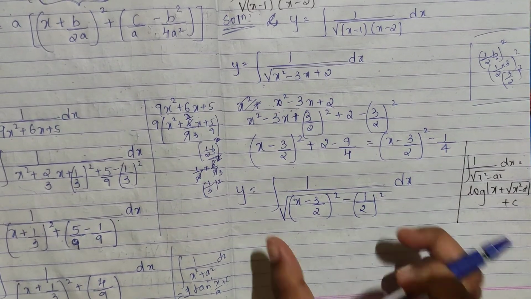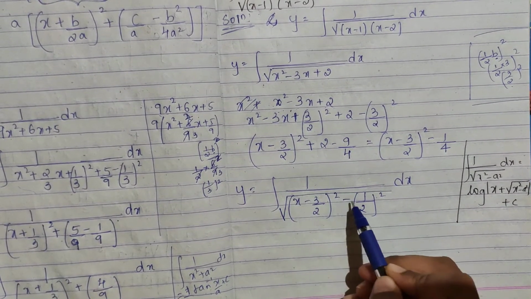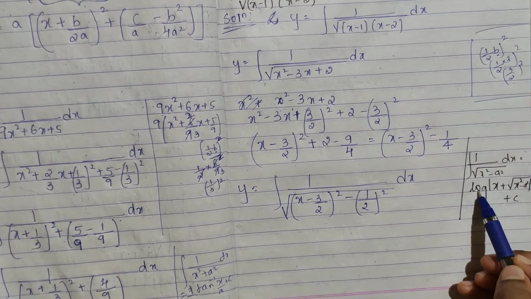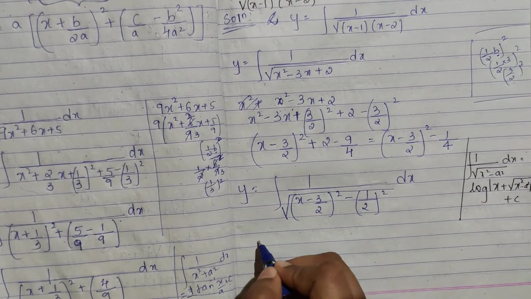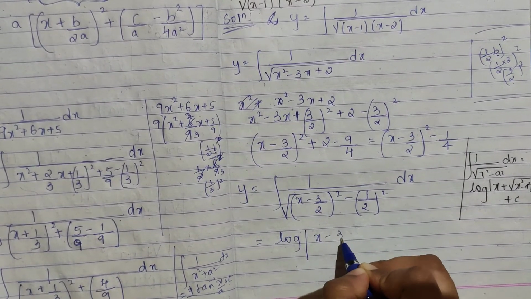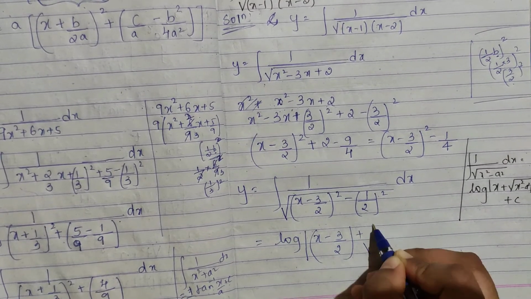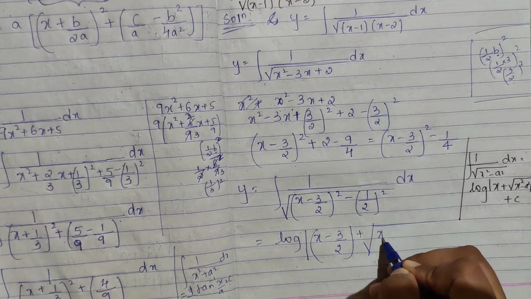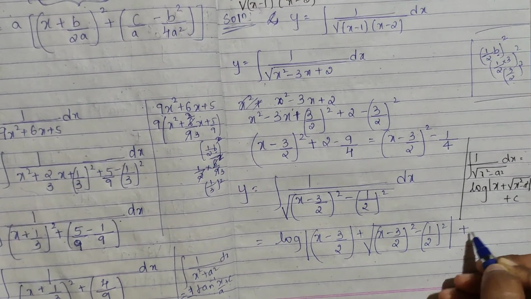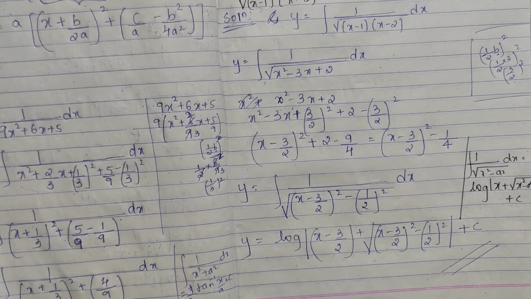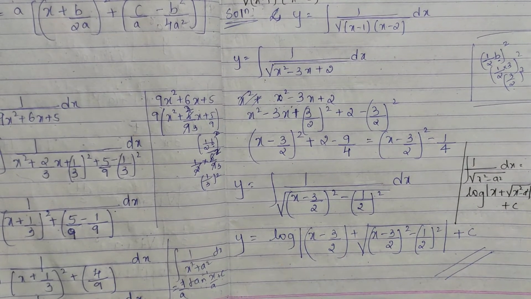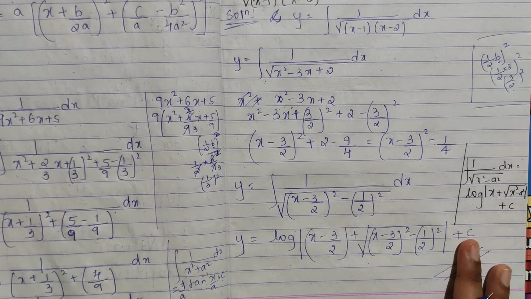So you can see you are getting the formula of 1 by root of x square minus a square. The integral of 1 by root of x square minus a square dx is log modulus of x plus root of x square minus a square, plus c. So you will get log modulus of x minus 3 by 2 plus root of x minus 3 by 2 whole square minus 1 by 4, plus c. So this is your answer. I hope this is clear. If you want, you can take LCM and simplify everything from here also, but this much is enough. I hope I am clear how we have to solve this part.